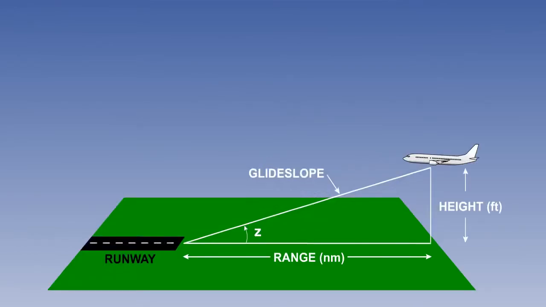Let's start by considering height for a given range on a glide slope. Firstly, we need a diagram in side elevation rather than plan view. We are coming down the glide slope, we have a height above touchdown, and we have a ground range to the touchdown. Ranges are given in nautical miles, whereas height is given in feet.